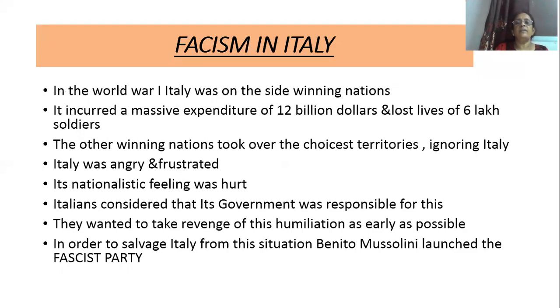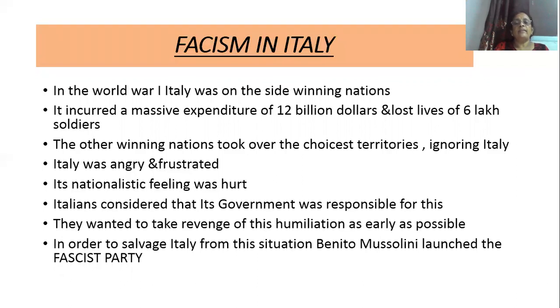Then, fascism in Italy. In the First World War, we have studied that Italy was on the side of the winning nations. The First World War was between the Allied nations and the Axis nations. Who were the winners? The Allied nations were the winners: America, England, France, and Italy was also on the side of the Allied nations.